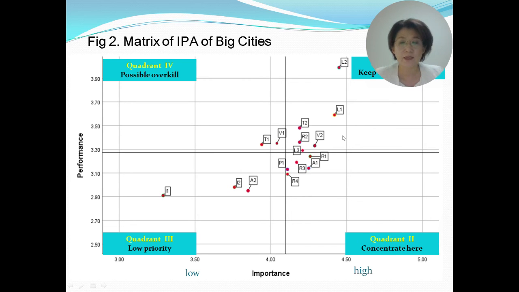which is a strength item that shows high importance and execution degree and requires continuous maintenance of good performance. Quadrant 2 is 5 items. It was found that they concentrate here, high importance and low execution. And quadrant 3, which has a low priority, low importance and low performance, is three items. And quadrant 4, which should avoid excessive effort, was found to have 2 items, T1, V1.